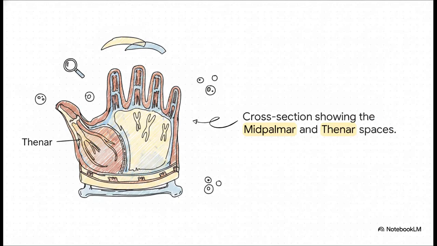If we slice through with a transverse cross-section, our focus lands slightly medially on the mid-palmar space. You'll also notice its neighbor, the thenar space, sitting over on the lateral side. Visualizing this layout instantly shows you how these spaces act as totally distinct anatomical rooms. They're completely walled off from one another by thick connective tissue sitting deep beneath the skin and superficial tendons, right on top of the deeper muscles and bones.